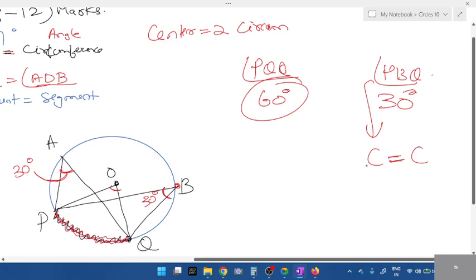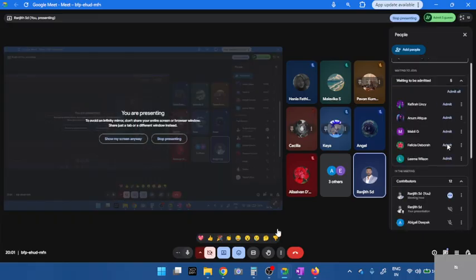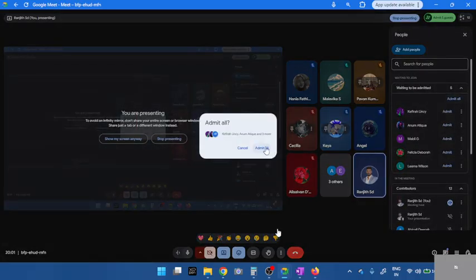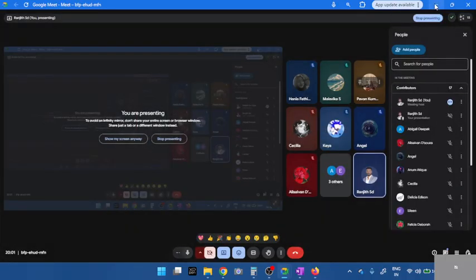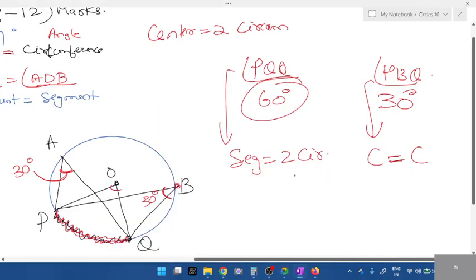I don't remember the exact definition of second theorem. This is how I learn. This is how I teach. Okay. What about the first one? Center is equal to twice circumference. For PBQ, I use circumference is equal to circumference. Is it clear? So, what doubts do you have, students? What doubts in this?